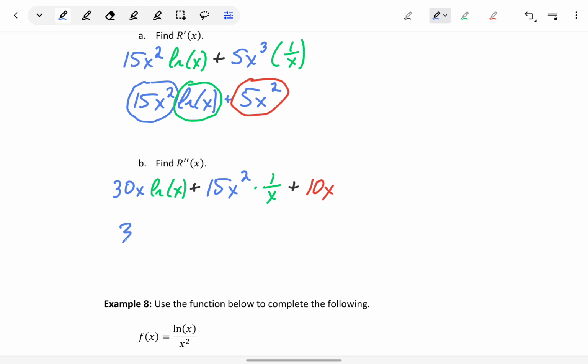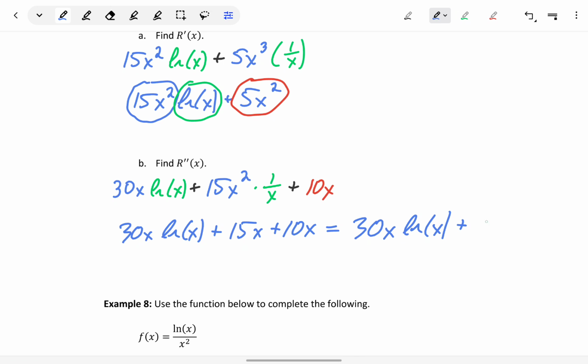And then reducing that middle term, we'll end up with 30x times the natural log of x plus 15x plus 10x, which now allows the second and third term to combine as like terms. So we end up with 30x times the natural log of x plus 25x.